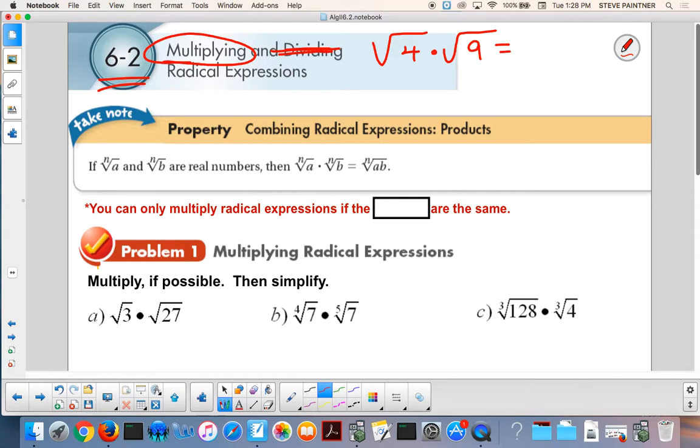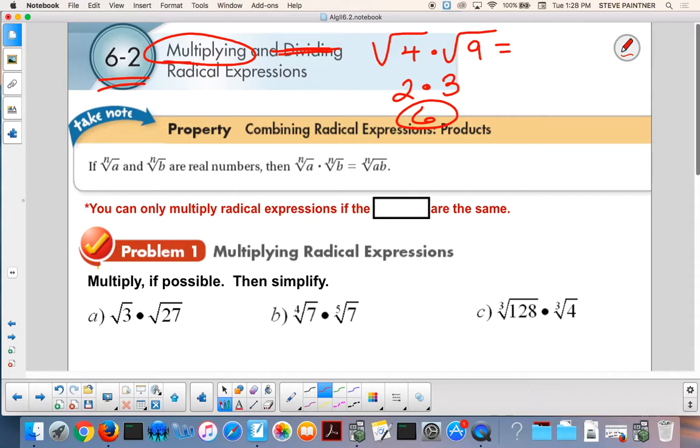Final answer, John. Would be 6. Well, how'd you get 6? Well, I reduced it. The square root of 9 is 3, and the square root of 4 is 2. Okay, so you did this, and this, and you're saying the answer is 6, correct? Yes. Okay, he's right. Anybody else do it differently?